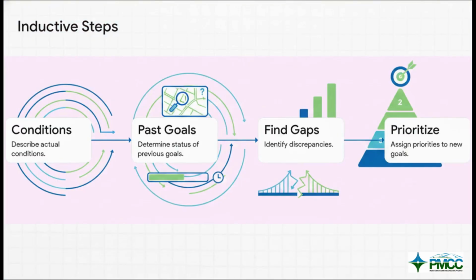Now contrast that with the inductive approach. Here, Step 1 is all about describing the actual current conditions right there on the ground. Step 2 checks the status of any previous goals you might have had. Step 3 identifies the discrepancies, and then Step 4 assigns priorities to determine new goals based on the reality you just found. By discovering the actual conditions first, the goals you eventually set might end up being way more realistic and comprehensive for the specific community you're working with.